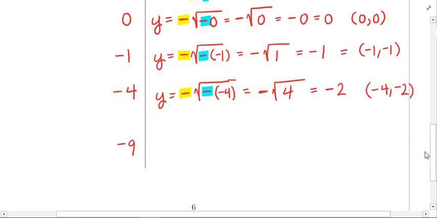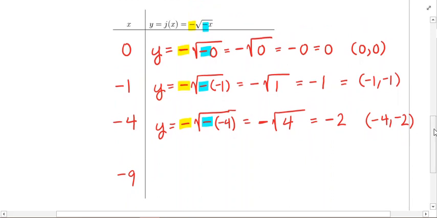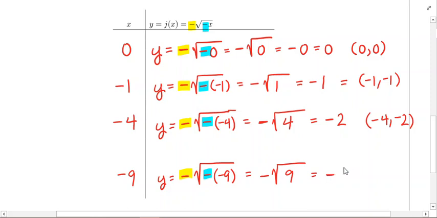All right, one more. Okay, so if x is negative 9, y is going to be the negative out front in yellow. Write down the square root. And then we have the negative sign on the inside, which I'm shading in blue. And then you have to write down x, which is negative 9. To simplify, you have the negative on the outside in yellow. Underneath the square root, negative times negative is positive 9. So you'll have the negative out front times the square root of 9, which is 3. So this is going to be negative 9, negative 3. Okay, these are the points we need to plot to get the last graph.